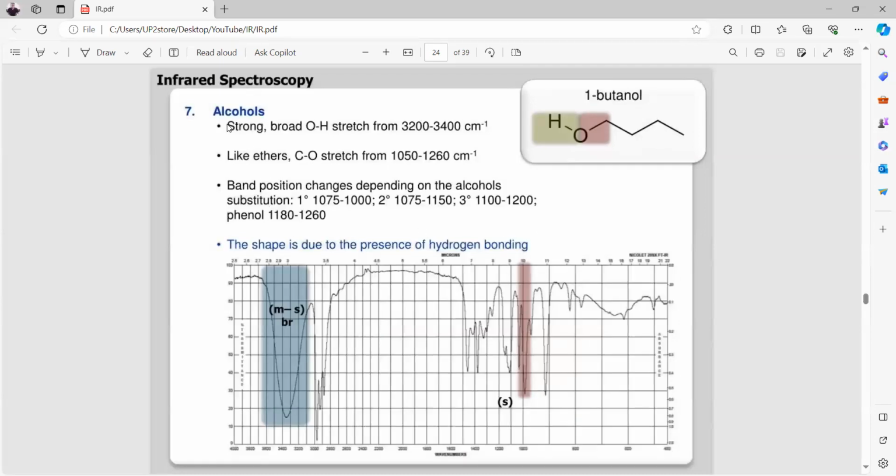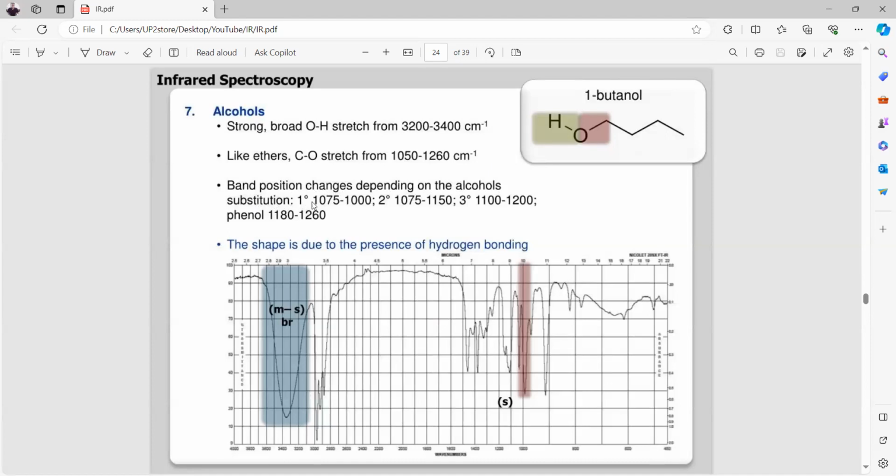Let's discuss a very important family, alcohols. From here we have an example, 1-butanol, and you can see many signals, but the most important signal is the OH. The strong, broad OH stretch is from 3,200 to 3,400 centimeter minus 1. Like ethers, these structures also have a C single bond O stretch from 1050 to 1260 centimeters minus 1. The band position changes depending on the alcohol.